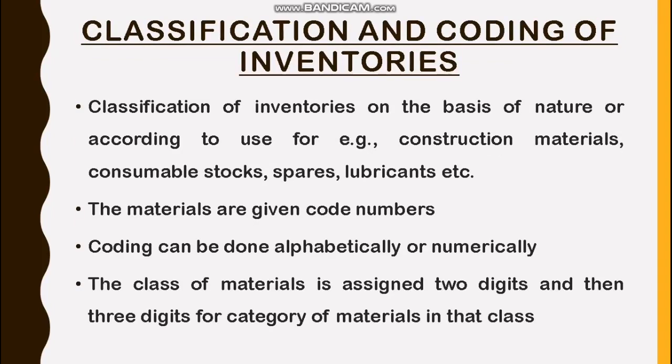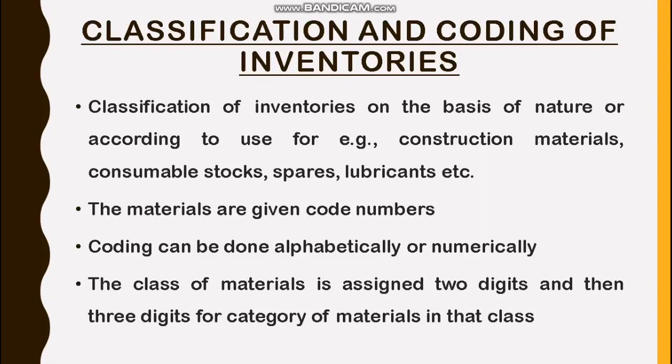Next technique is the classification and coding of inventories. Classification of inventories is basically done on the basis of their use or on the basis of their nature. For example, we can classify them on the basis of construction material, one classification, consumable stocks, second classification, spares, third classification, lubricants, etc.